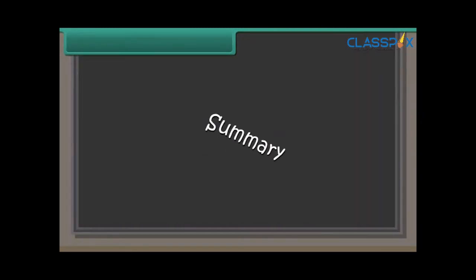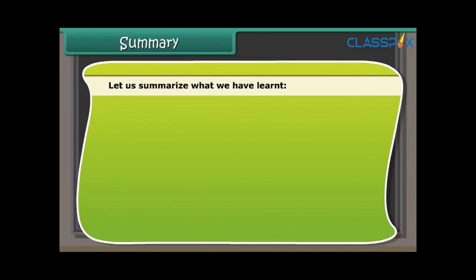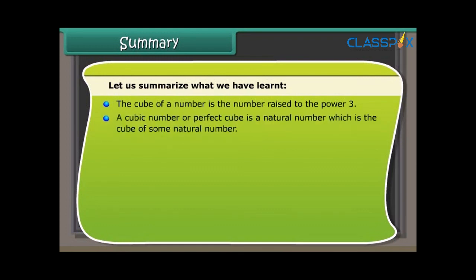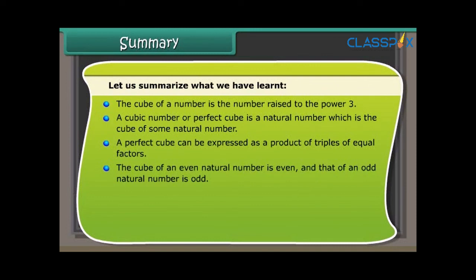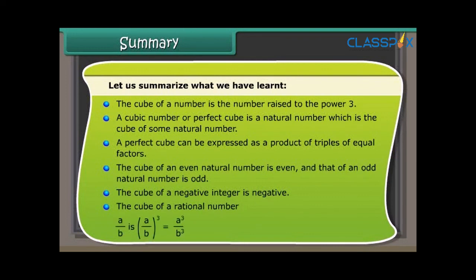Summary. Let us summarize what we have learned. The cube of a number is the number raised to the power 3. A cubic number or perfect cube is a natural number which is the cube of some natural number. A perfect cube can be expressed as a product of triples of equal factors. The cube of an even natural number is even, and that of an odd natural number is odd. The cube of a negative integer is negative. The cube of a rational number a/b is (a/b)³, which is equal to a³/b³.